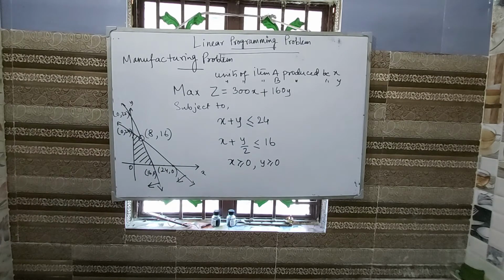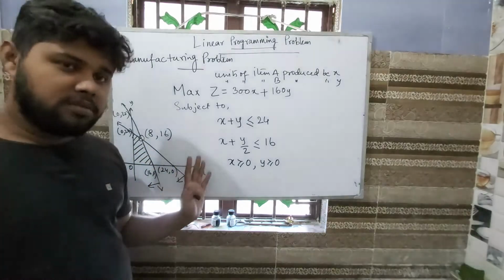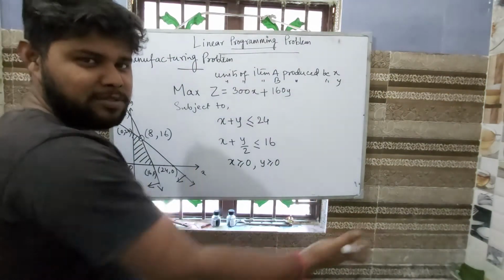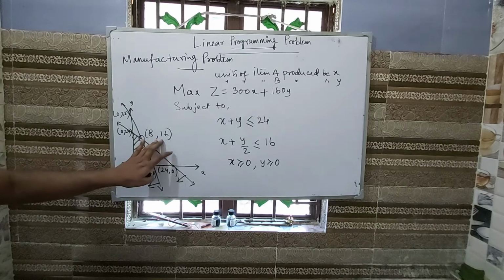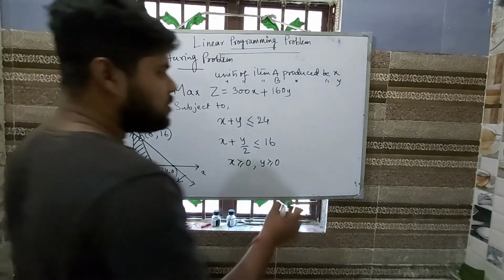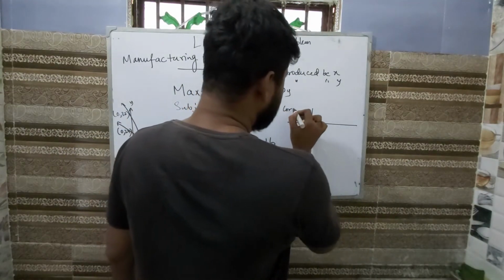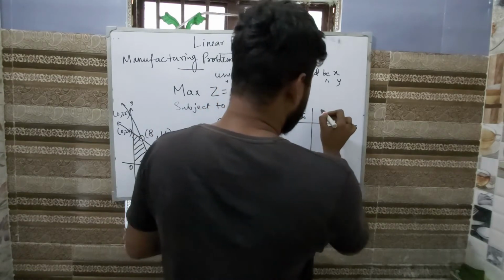I am not showing the calculation, obviously because of the constraint I have with this board. So please ensure you show this calculation, how you are getting this 8 comma 16. Now let us draw the table. So corner points and value of z.